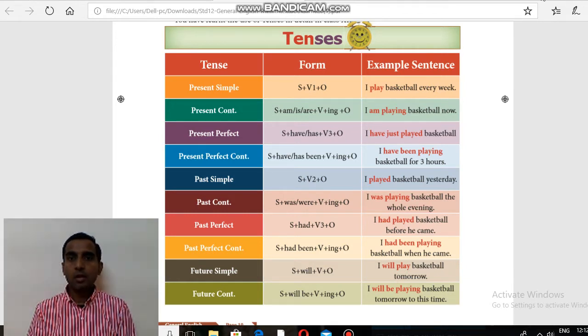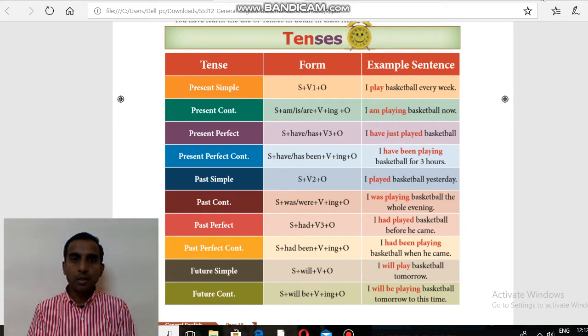The first one, of course, is tenses. Second one is modal auxiliaries. And the third one, of course, is the reported speech. So to begin with, let us start our class today with tenses. So what is a tense?